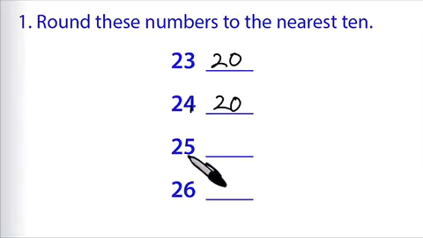And here we have 25. And since the digit we're looking at here is a 5, that means we round up. So this becomes a 3. So 25 rounds up to 30. 6, of course, is greater than 5. It's 5 or greater, so this also rounds up to 30. So 23 and 24 round down to 20. 25 and 26 round up to 30.